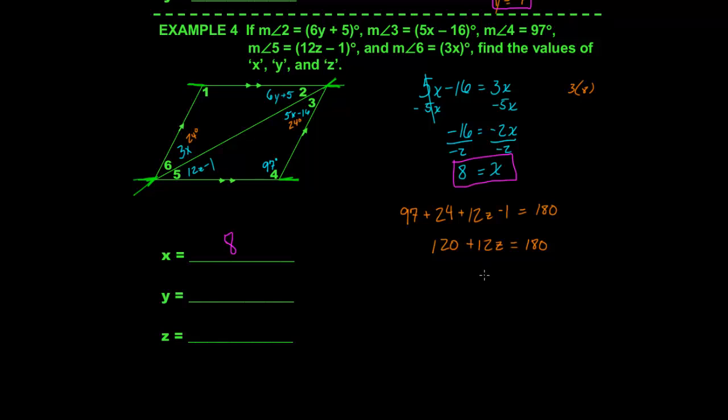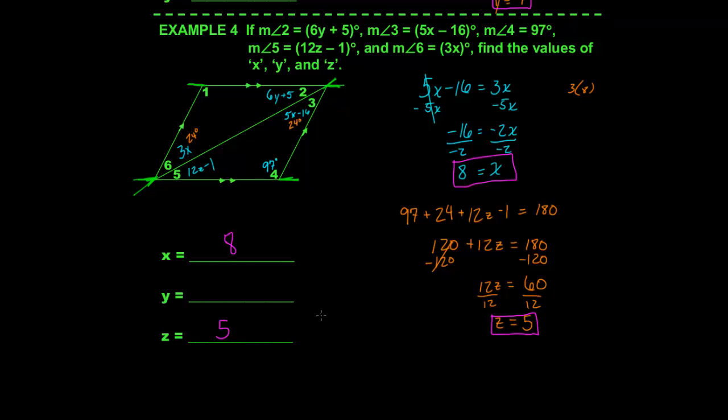All right, so now we can subtract 120, subtract 120. 12z equals 60. Divide both sides by 12. Z equals 5. So there's one of our answers. Z is equal to 5.